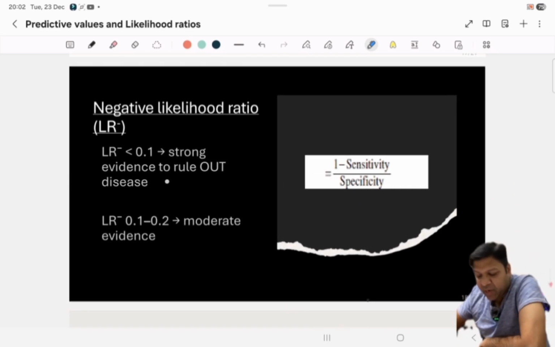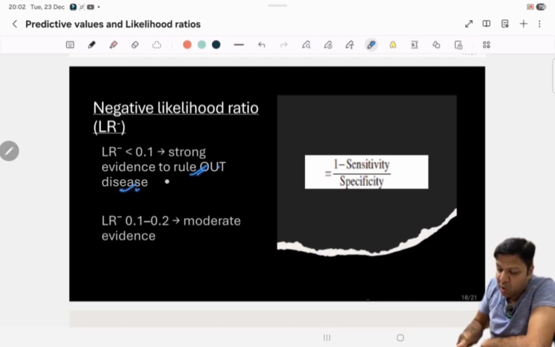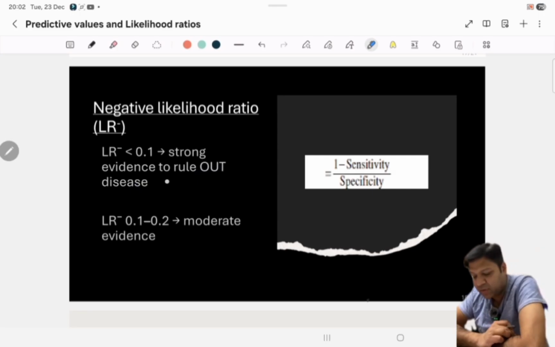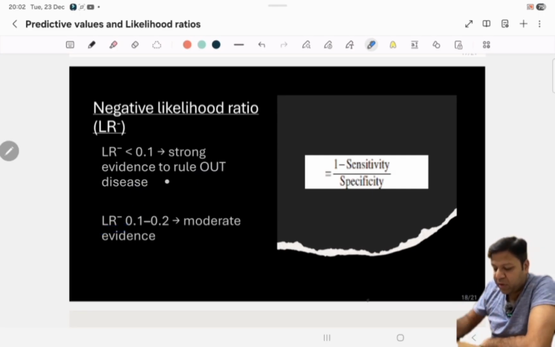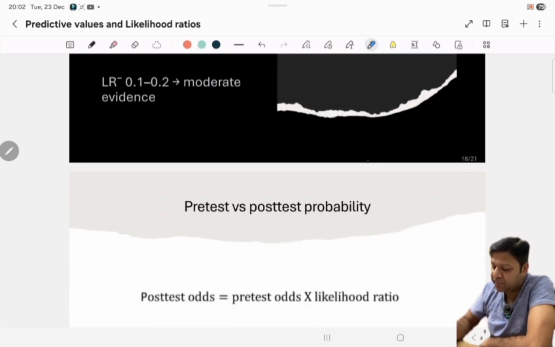So if a negative likelihood ratio is less than 0.1, it is strong evidence to rule out the disease at the individual patient level. LR negative 0.1 to 0.2, moderate evidence.